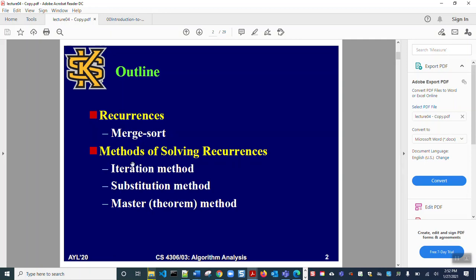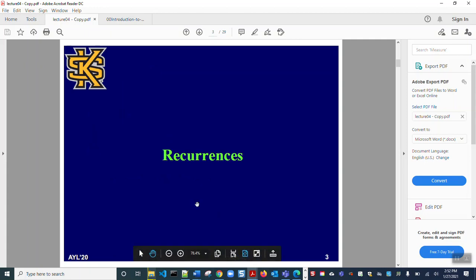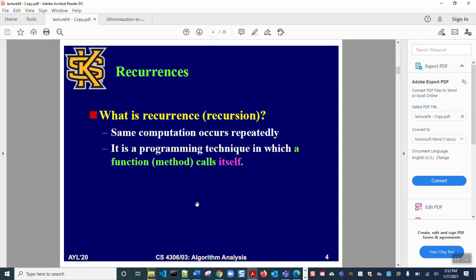As we mentioned, there are several ways of solving recurrences: the iteration method, the substitution method, and the master theorem method. So what is recurrence? It is a programming technique. Recursion, you understand recursion, right? It is a programming technique in which a function or method calls itself.